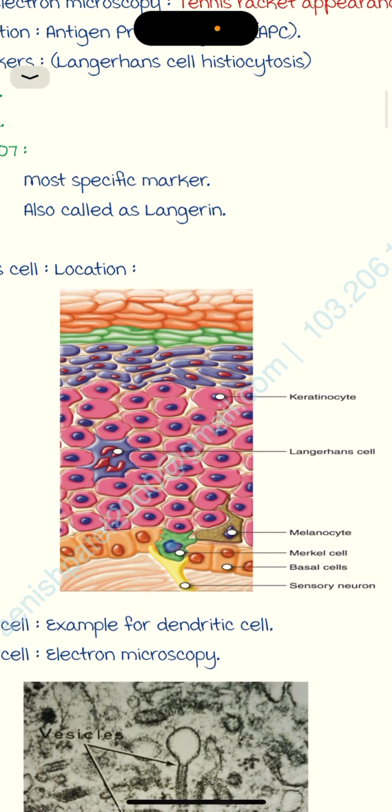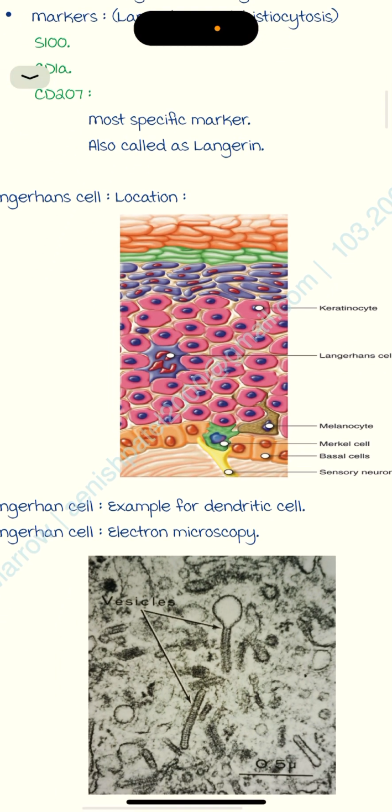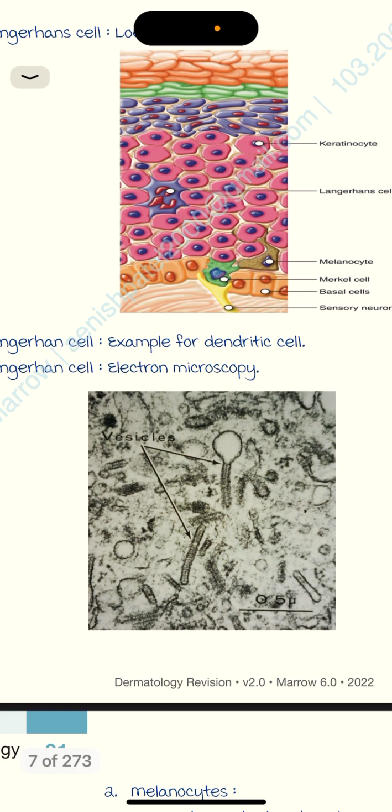See the location: Langerhans cell, Merkel cell, melanocytes. Tennis racket appearance of Langerhans cell in electron microscopy.